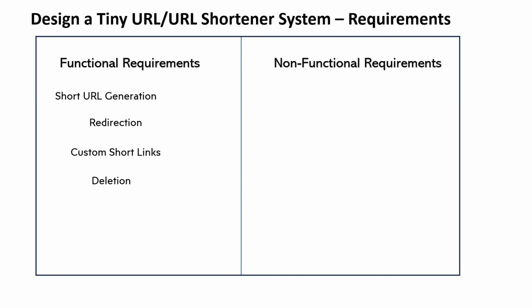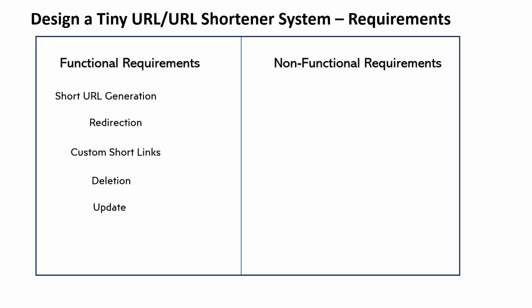Next is deletion. By default, we can assume that we will store this URL mapping for 5 years. But in case any user wants to retain it for a longer or shorter time, we can also customize that part. So we can delete the short links after some time as per requirements.